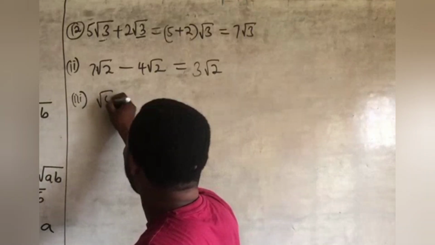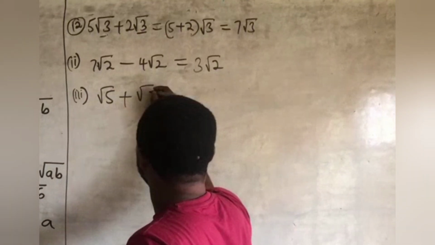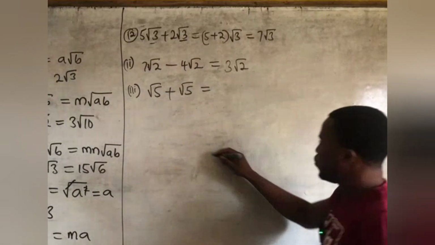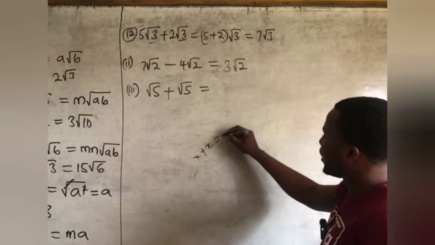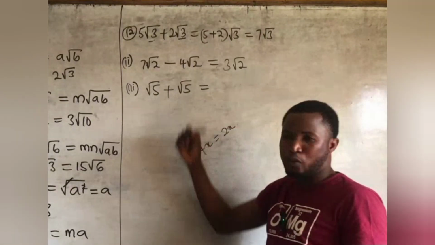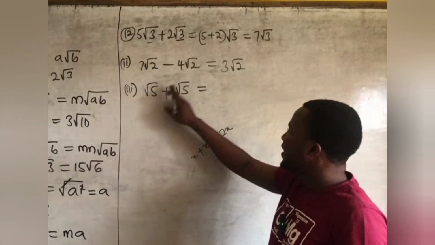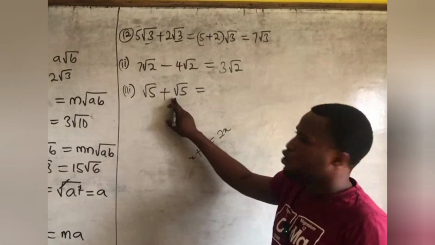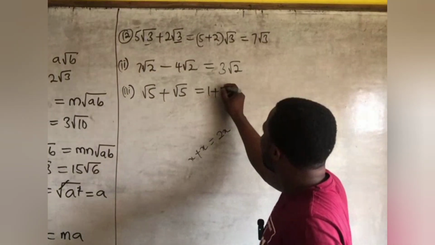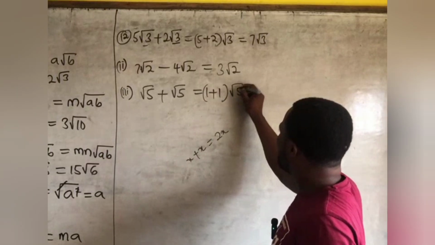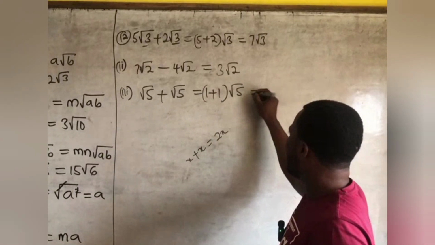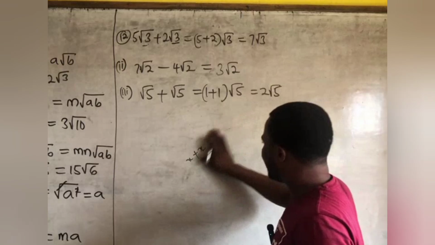So I can also have another one. I can have root 5 plus root 5. Now, if I ask what is x plus x, you tell me it's 2x. Now, what is root 5 plus root 5? There is one here, invisible. There's another one here, invisible. So 1 plus 1 is 2. Then pick one of the roots because they are the same. And that gives me 2 root 5.